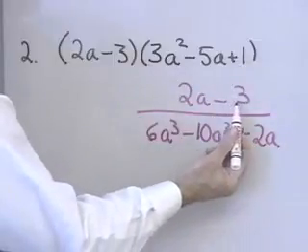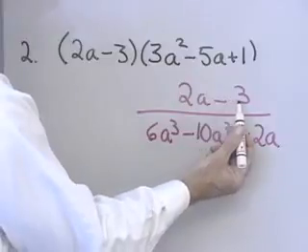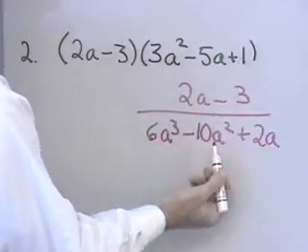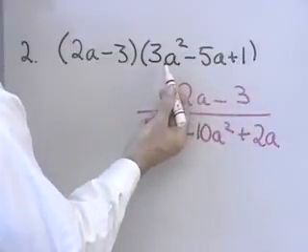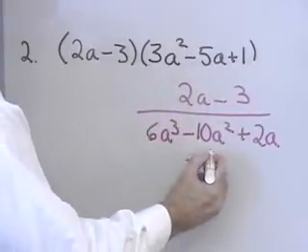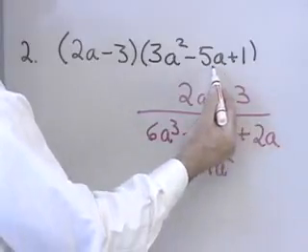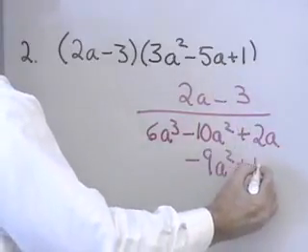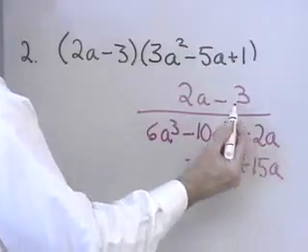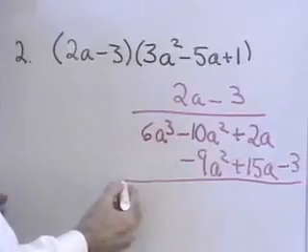Next I'll go to the 3 and I'll take the subtraction sign with it, thinking of this as plus a negative 3 times each of these three terms. Negative 3 times 3a squared will be negative 9a squared. I'll write that underneath the term it's similar to. Negative 3 times negative 5a, positive 15a. And negative 3 times 1, negative 3. So I've lined up similar terms.